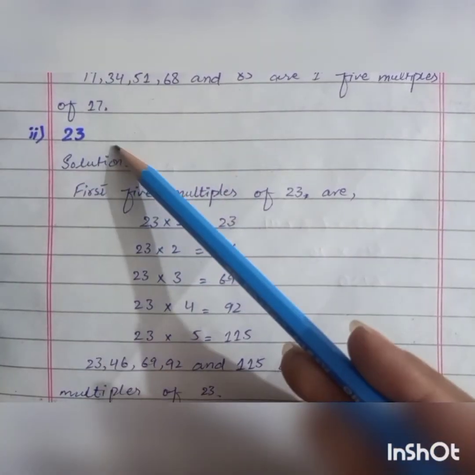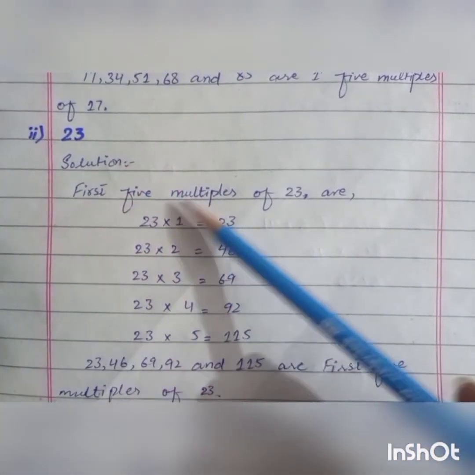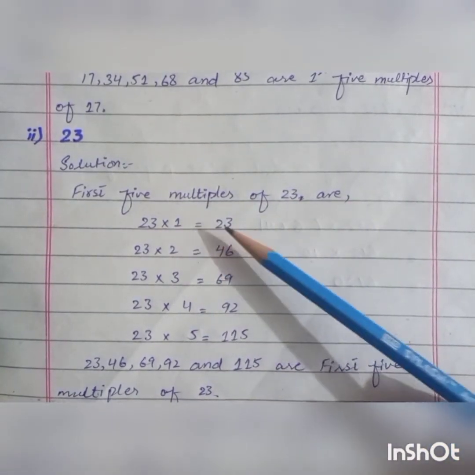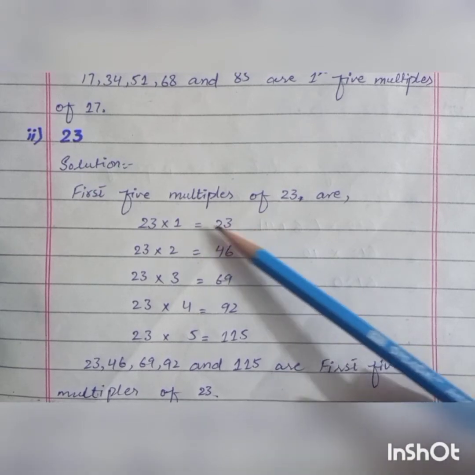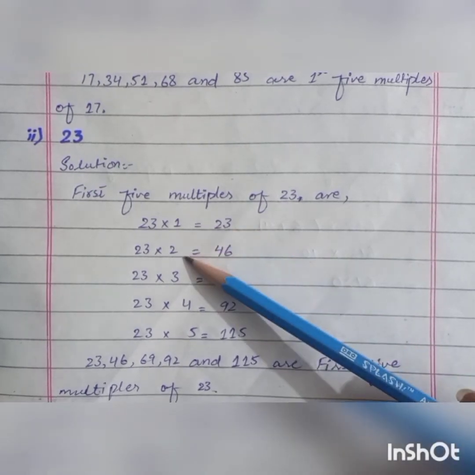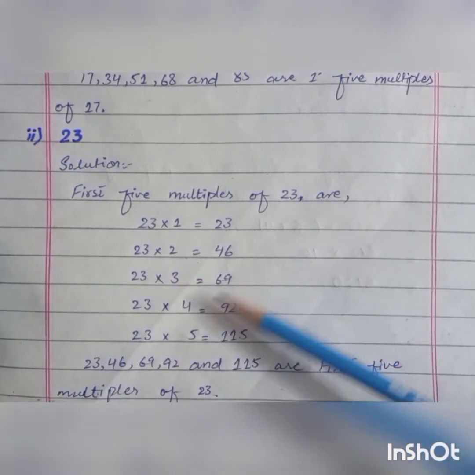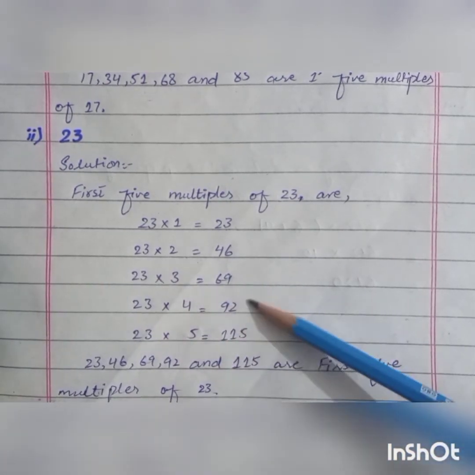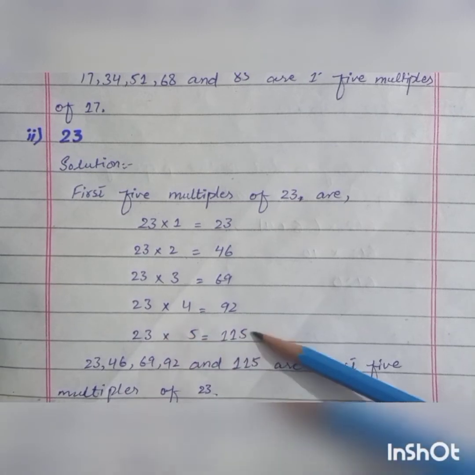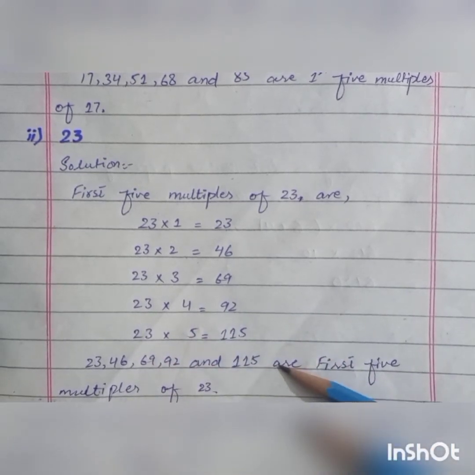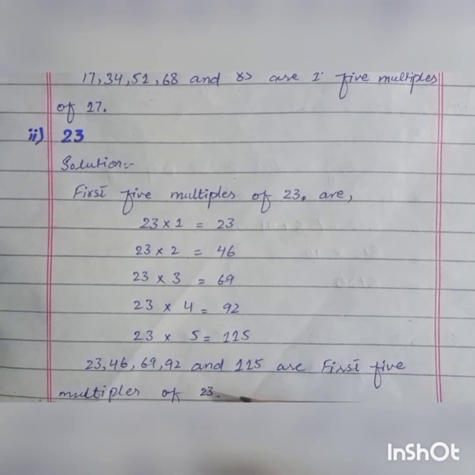So let's find the multiples of 23. The first 5 multiples of 23 are, by multiplying 23 by 1, the answer is 23. This is the first multiple of 23. Second multiple of 23 is 46. Third multiple of 23 is 69. Fourth multiple of 23 is 92. Fifth multiple of 23 is 115. So 23, 46, 69, 92 and 115 are the first 5 multiples of 23.